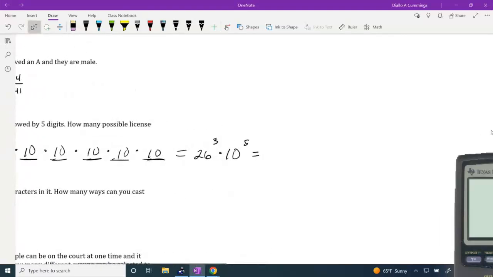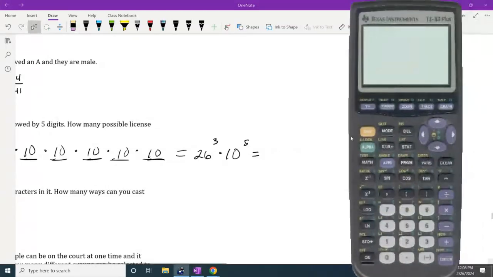Now, when you put this on your calculator, something funny is going to pop up. So I'm going to evaluate that 26 raised, so I'm using this caret, right? That's the exponential key on this graphing calculator. Times 10 raised to the 5th. This did something early. I got like an E. Did anybody get an E on their calculator? Okay.